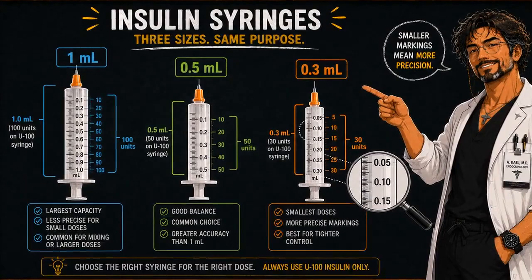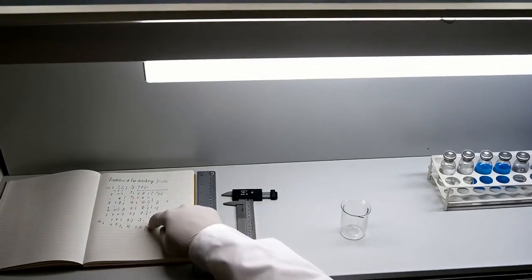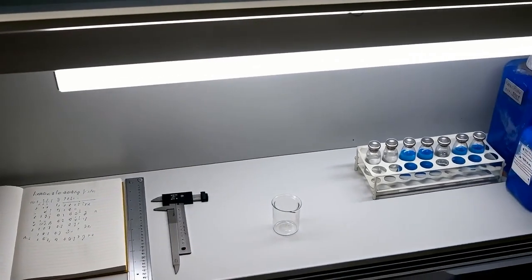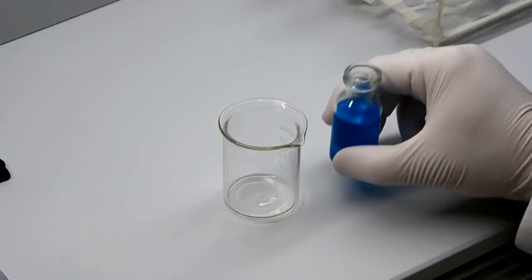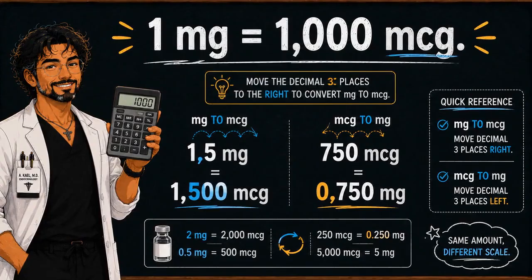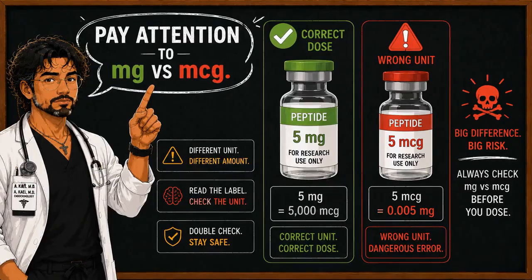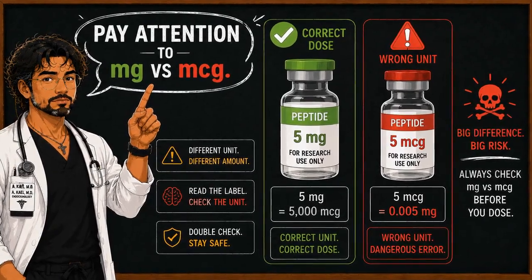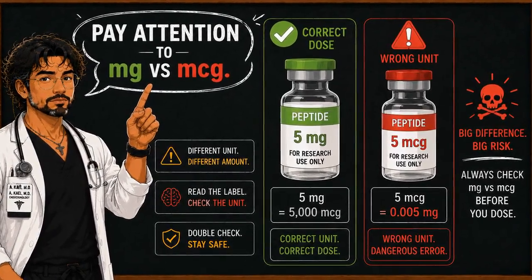The reason this matters is that when you're calculating how much to draw into your syringe, you need to know exactly what you're working with, in whatever unit the dosing protocol uses. Mixing up milligrams and micrograms is how people end up with doses that are 10 times too high or 10 times too low. Pay attention to which one you're working with.